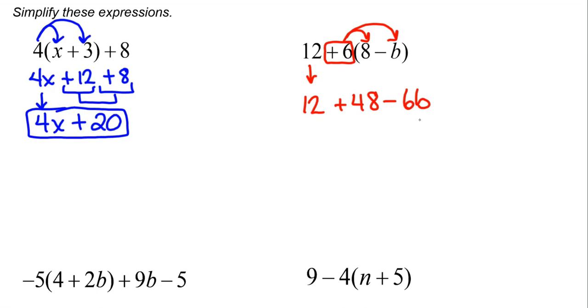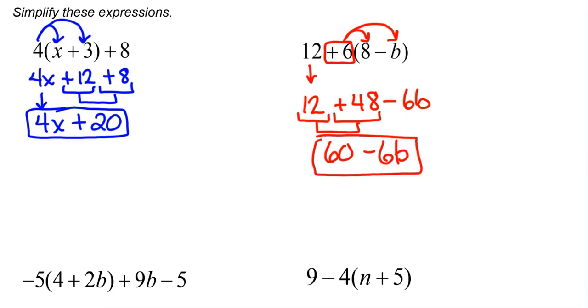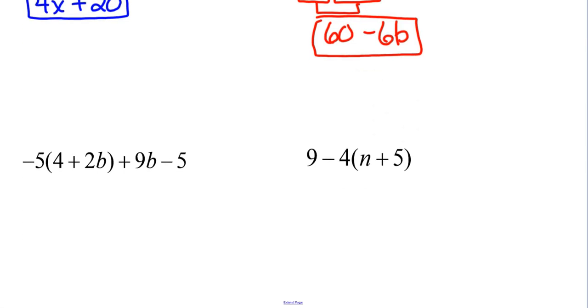Now we're looking for like terms. I have no terms with b's in them, but I do have some constants here. And this is 12 plus 48. Those terms belong together. And 12 plus 48 is a positive 60. And then the minus 6b is just going to get copied. And these are not like terms, so I am simplified and done. So not too difficult to simplify these expressions. Just have to be careful and pay attention to the details.